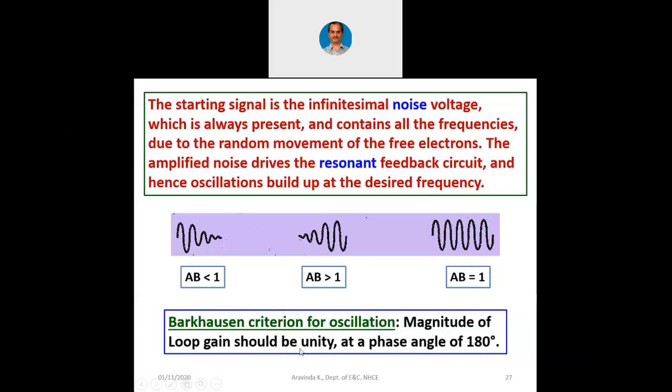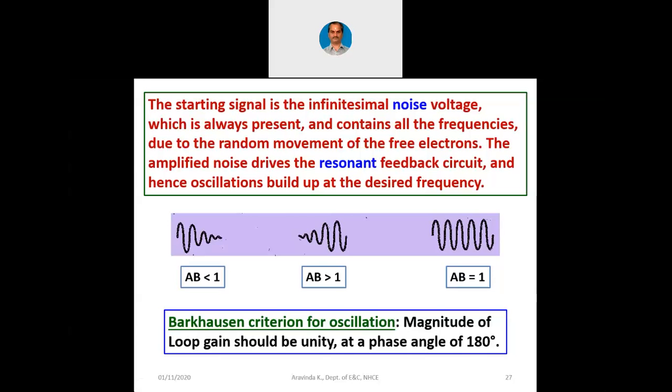The magnitude of loop gain should be unity, meaning A beta should be equal to 1. But at a phase angle of 180 degrees, what does that mean? The feedback circuit also should produce a 180 degree phase shift, which was not there in our previous case of negative feedback. In our earlier negative feedback circuits, the formula for AF was A by 1 plus A beta. Now here the formula is AF equals A by 1 minus A beta. That means at a phase angle of 180 degrees, even the feedback circuit produces a 180 degree phase shift.